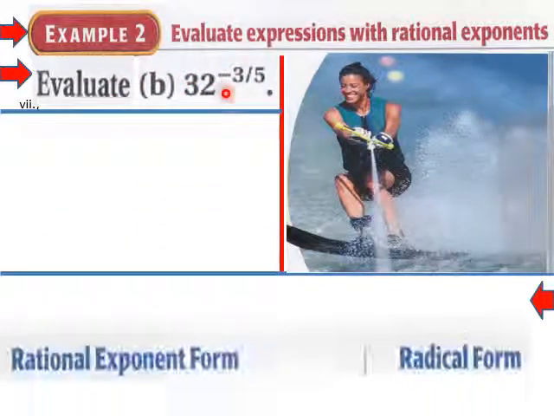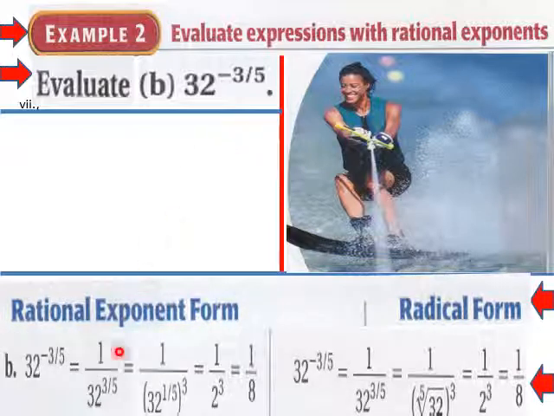Evaluate 32 to the negative 3 over 5 power. So we just flip it here. We put it into the denominator, and then we cube the 5th root of 32, which is 2, and then 2 cubed is 8, so the answer is 1 over 8. And this is the rational exponent form. Then the radical form is here. We do the same thing, and then we have the 5th root of 32, cubed. It comes up with the same thing, 1 over 8.